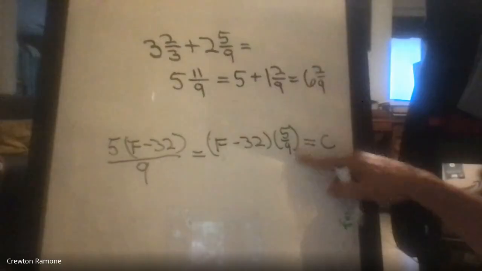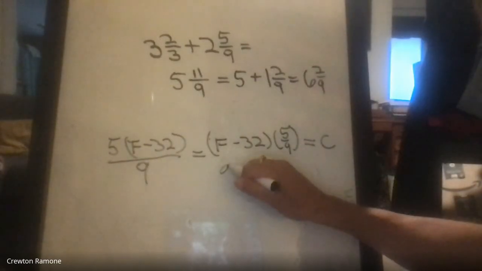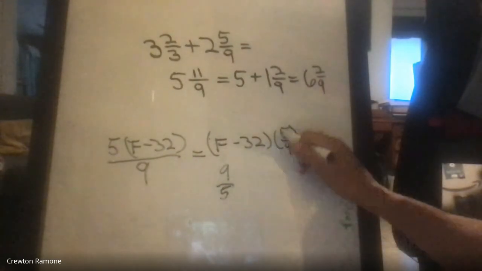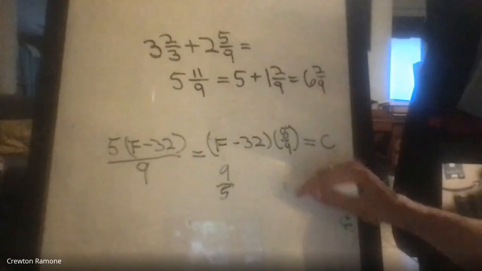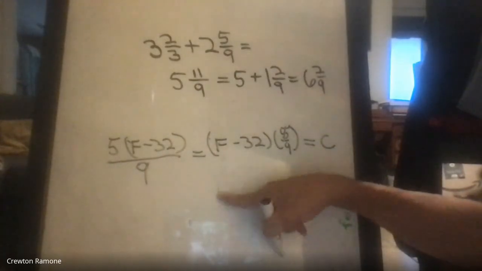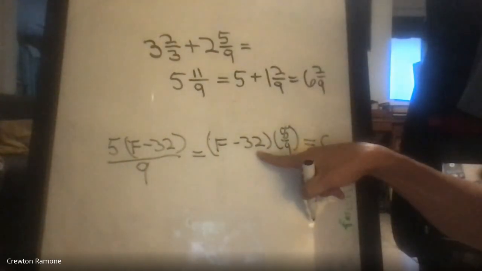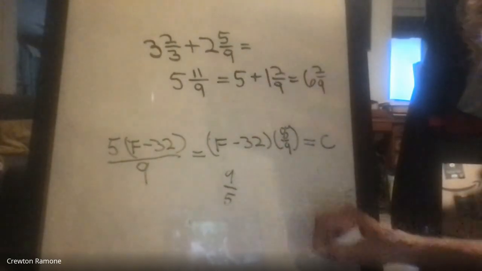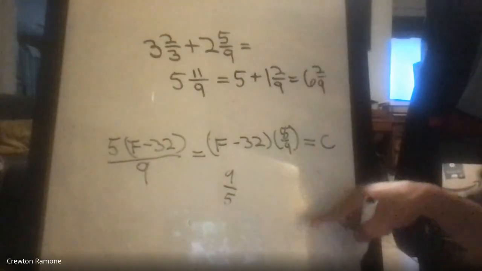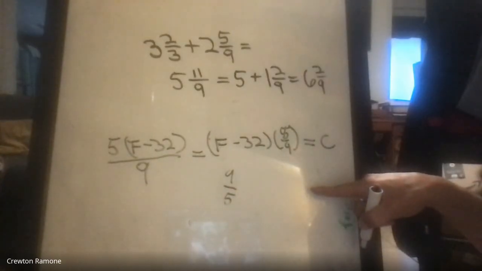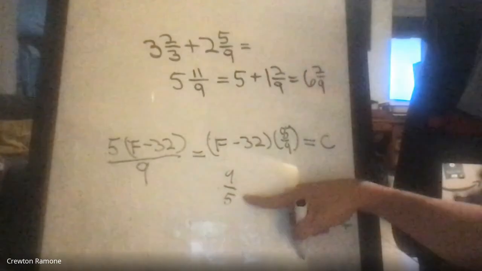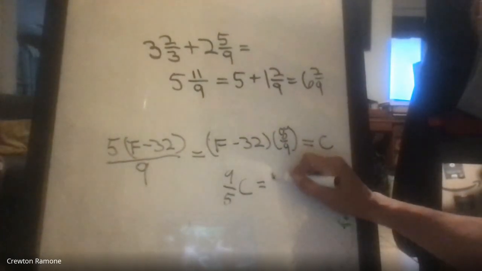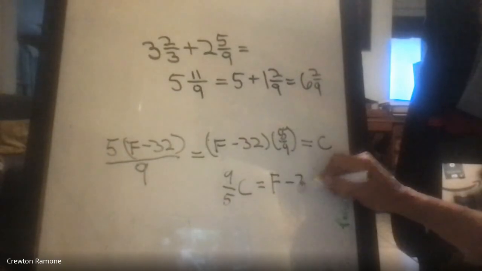I'm going to multiply this by 9 over 5. That's called a reciprocal. Why? Because then this times that is 1, right? So now, if I multiply that by the reciprocal, I've got to multiply everything, not just this one. So now I have 9 over 5, which is the same thing as 1 4/5, right? So 9 over 5 C is the same thing as F minus 32.